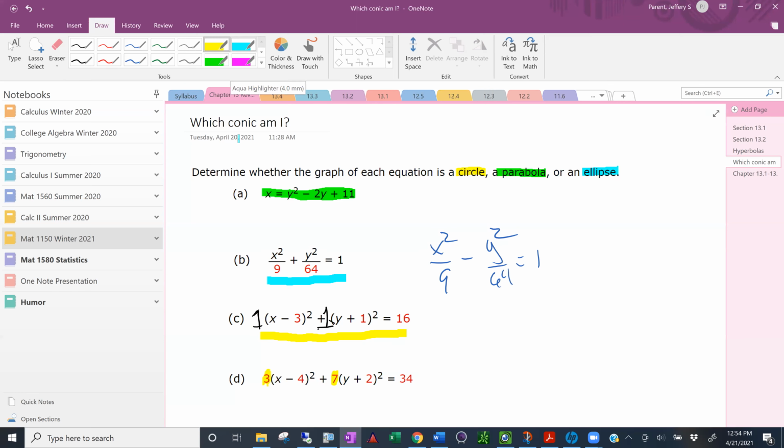If the coefficients are both positive but different, then it's going to be an ellipse. And we didn't cover it in these examples, but if I change this plus to a minus, like I did here, now what kind of graph am I looking at? A hyperbola. Yeah, that'd be a hyperbola. Awesome, thank you.